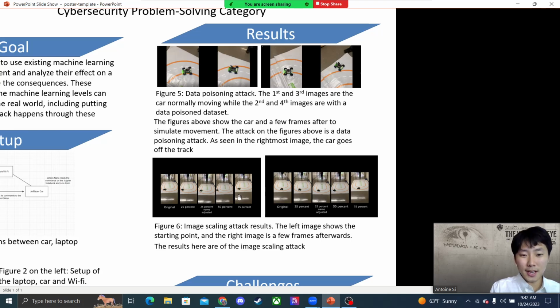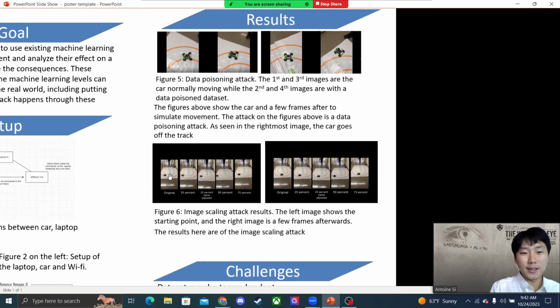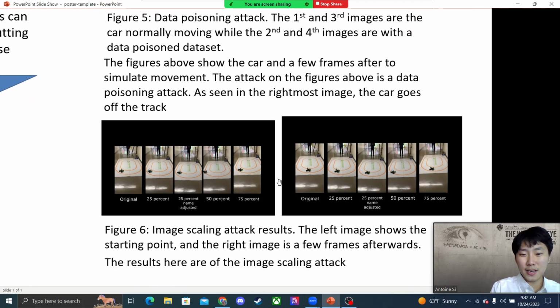This left image here is the initial position of the car, and this right image here is the car a few frames after that initial position. The far left is the original data set, and the percentages here are how much of the data set I image scaled. So 25% means 25% of the data set has been affected by the image scaling attack, 50% is half the data set, and 75% is the majority of the data set.